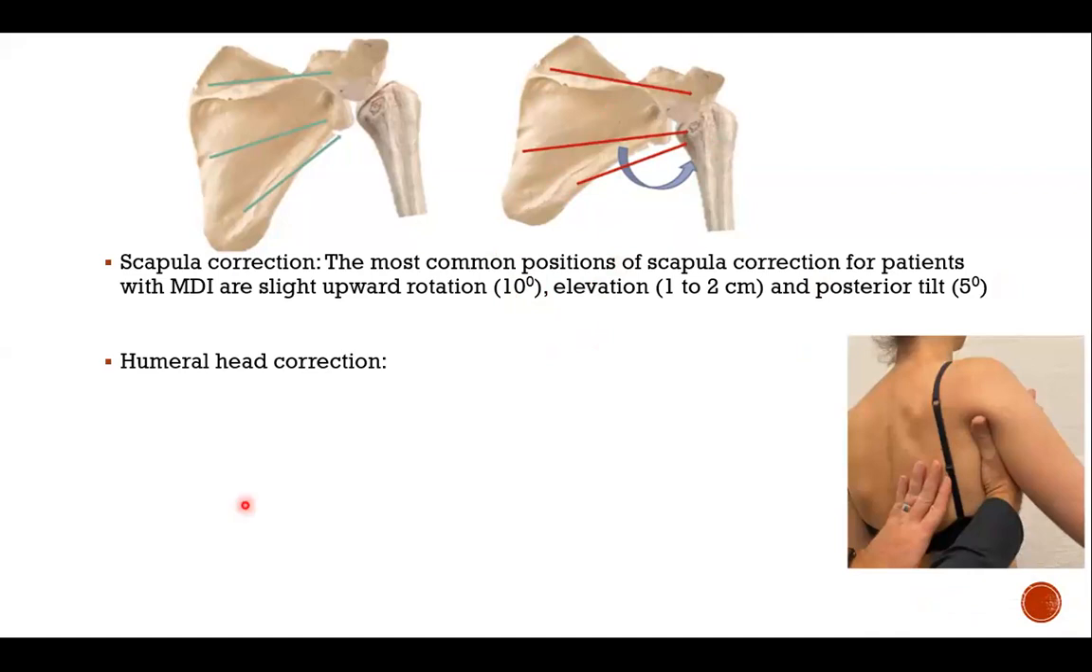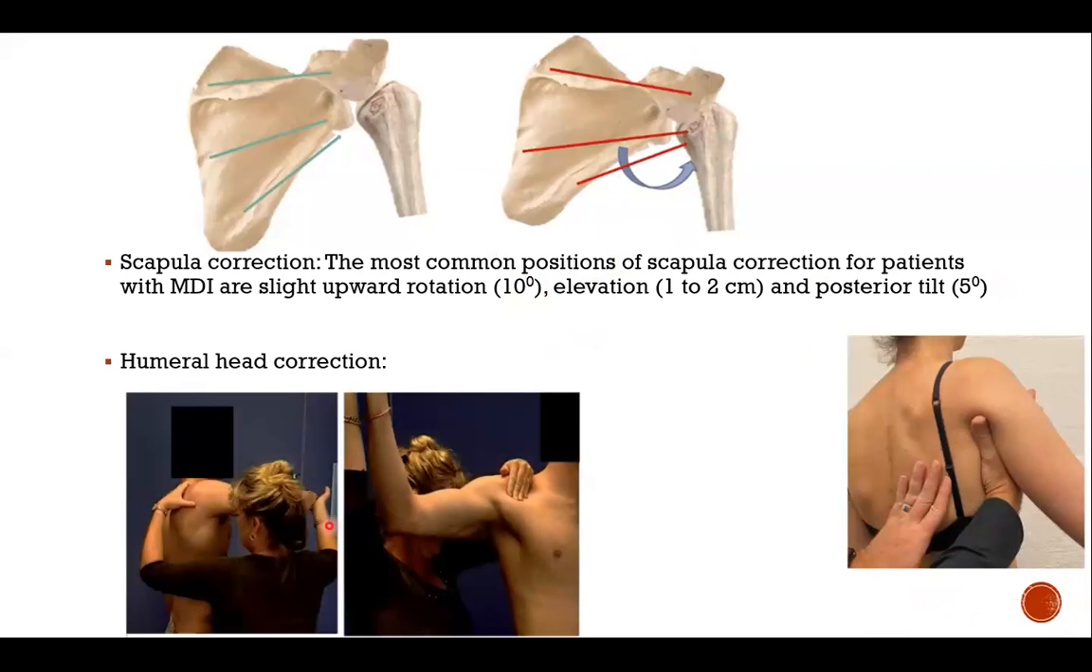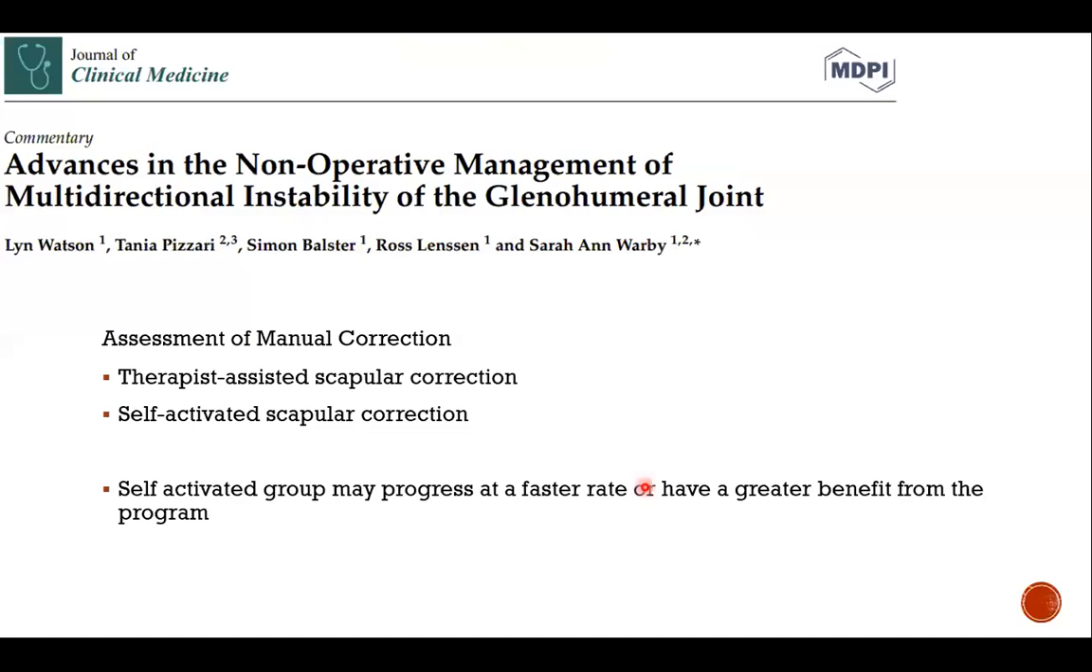In some cases, humeral head correction is also warranted depending upon the instability. If it is posterior, a posterior restraint is given. If it is anterior, an anterior restraint is given as shown in the picture.